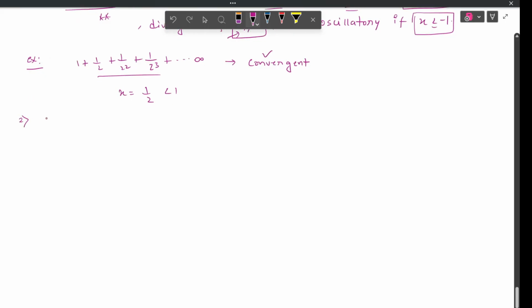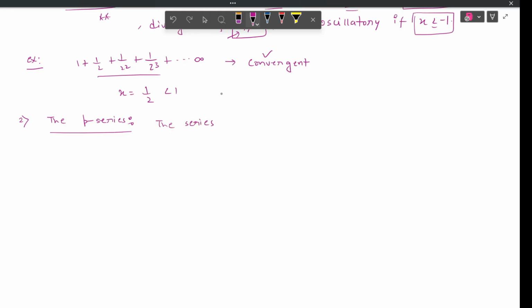Now let's see our next series, which is the P series. From here onwards, you have to be very serious because whatever you learn will definitely come in your exam. The series 1 by 1 to the power p plus 1 by 2 to the power p plus 1 by 3 to the power p up to infinity, that is the series summation n equals 1 to infinity 1 by n to the power p, is called the P series.